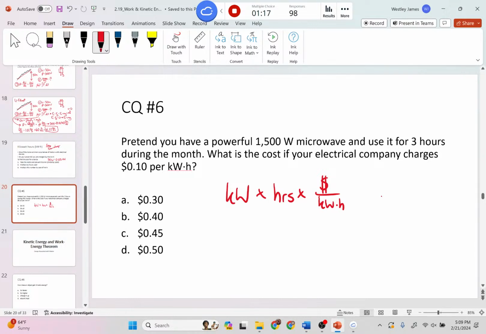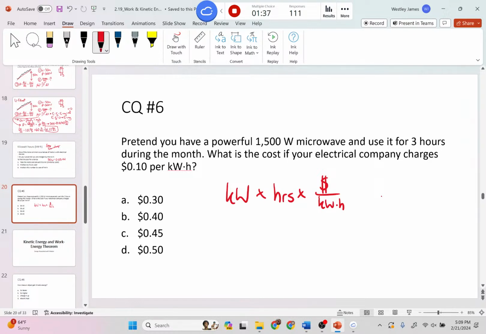These are all real numbers. I'm just Googling the cost. So Florida, average cost per kilowatt hour right now, it depends where you look. It says like 12 cents, 15 cents. It really depends. You can check your electric bill and find out for yourself.